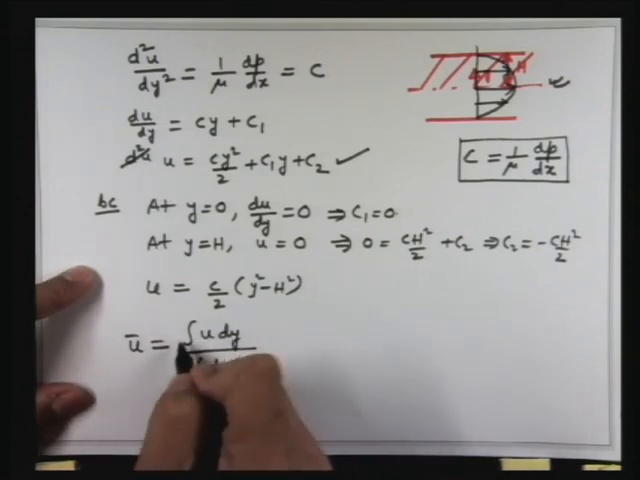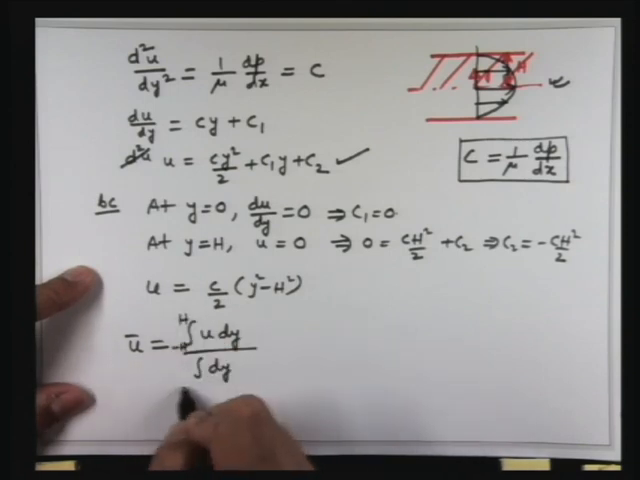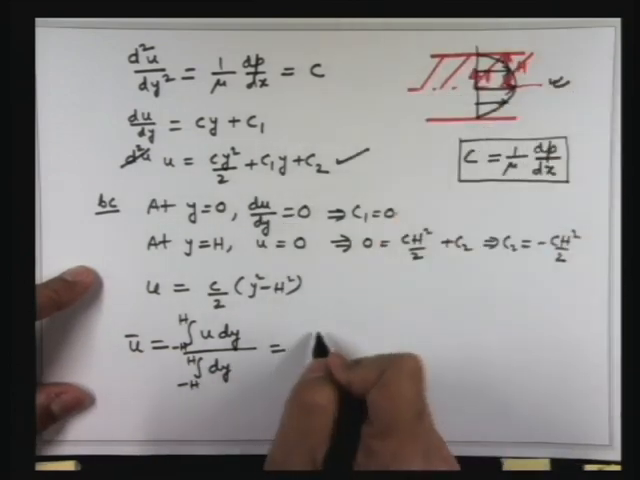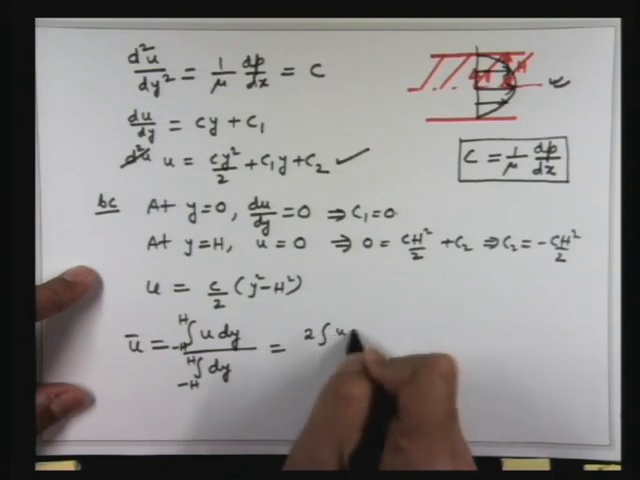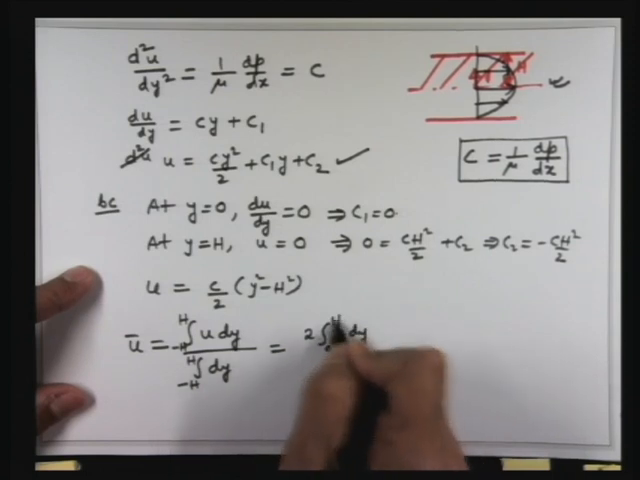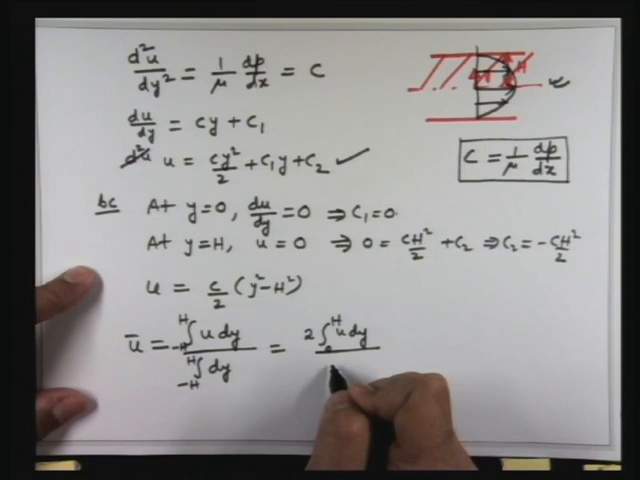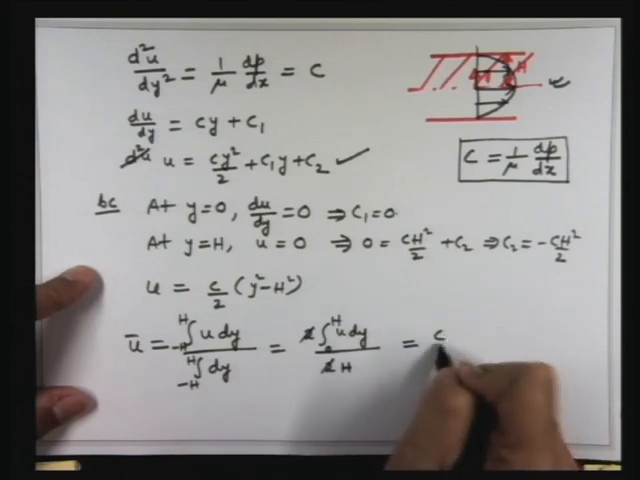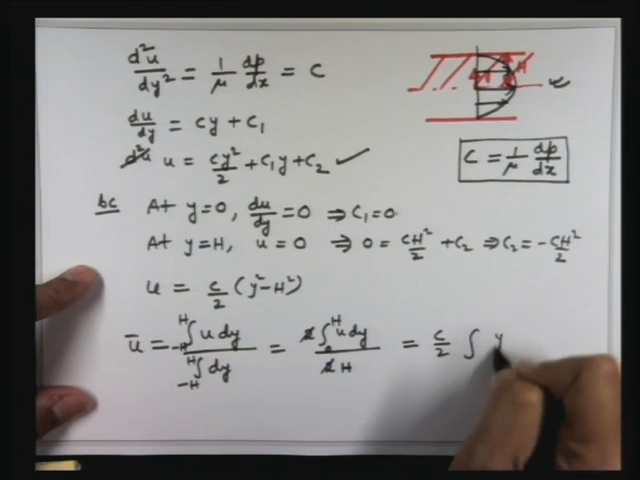So integral of u dy from minus h to h, integral of dy from minus h to h. This is because the upper half and the lower half are symmetric, it is as good as 2 integral u dy from 0 to h, and integral of dy from 0 to h. So these 2 get cancelled out, integral u dy, c by 2 integral of y square minus h square.